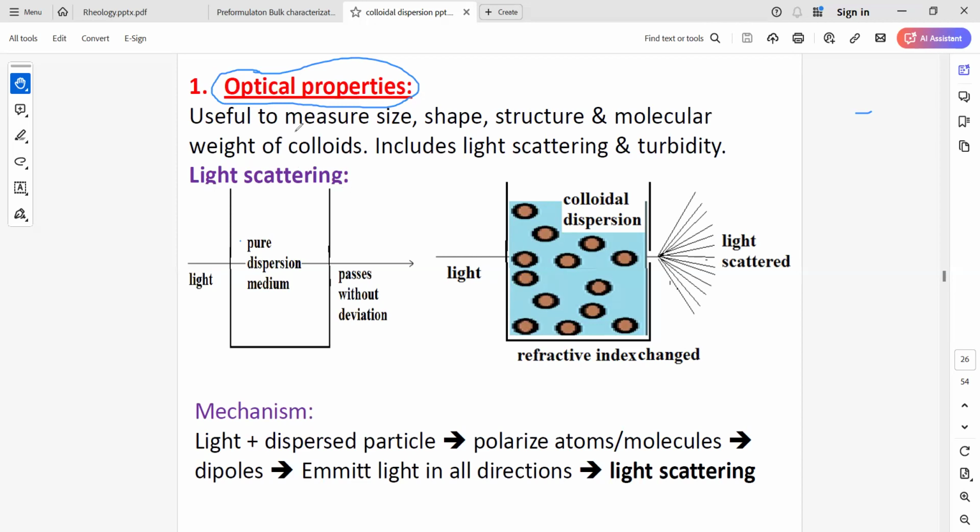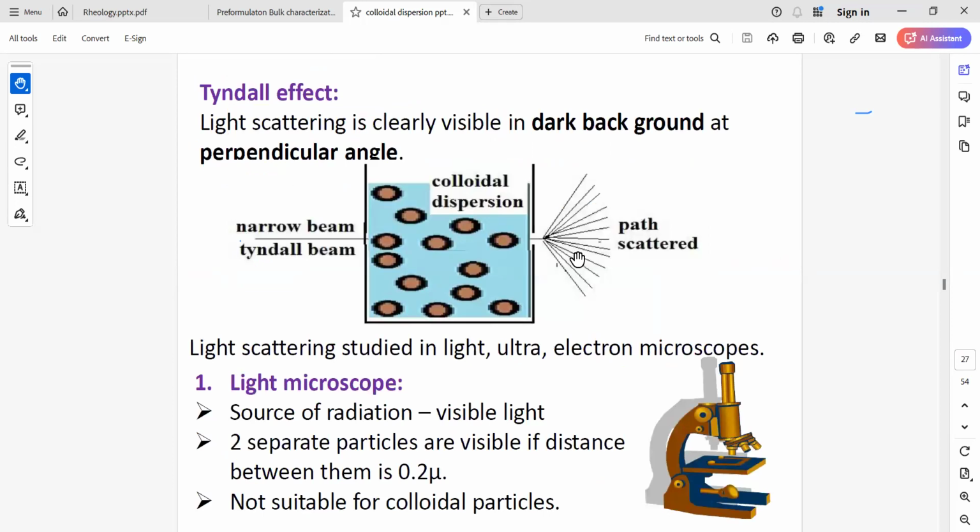Yes, very good. So now back to the topic. We'll discuss it in upcoming slides also. Yes, Tyndall effect is, though, an optical property. Optical properties include light scattering and turbidity. And light scattering, as I explained in the previous slides, that is dynamic light scattering, so that is also an optical property. Then the Tyndall effect is also an optical one, not kinetic. And what is the Tyndall effect? It is also due to light scattering, because of the light scattering.